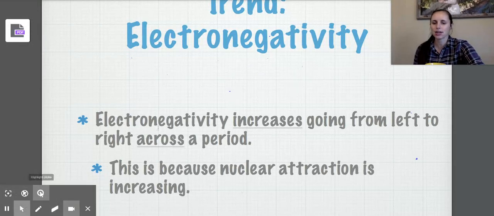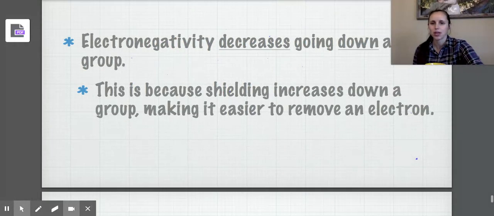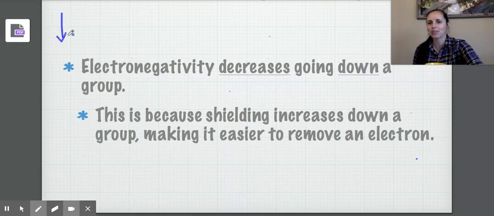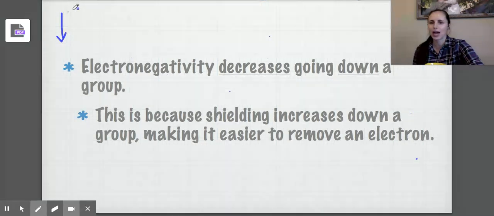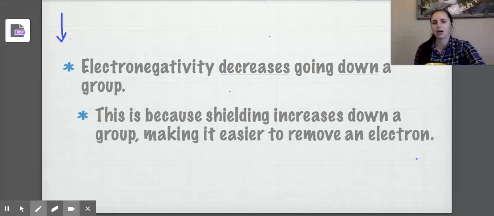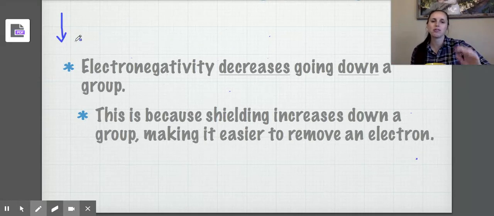Finally, let's take a look at our trend going down a group. We know we have less attraction at the bottom and more attraction at the top. So that means that electronegativity is going to be higher at the top. You're going to see more of a tendency to steal electrons at the top than at the bottom. At the bottom, there's less of a hold on those valence electrons. There are more shells in the way, shielding that positive core. Since we have a loose hold on those outside valence electrons, it's going to be very easy to lose them. We're going to have a low electronegativity.